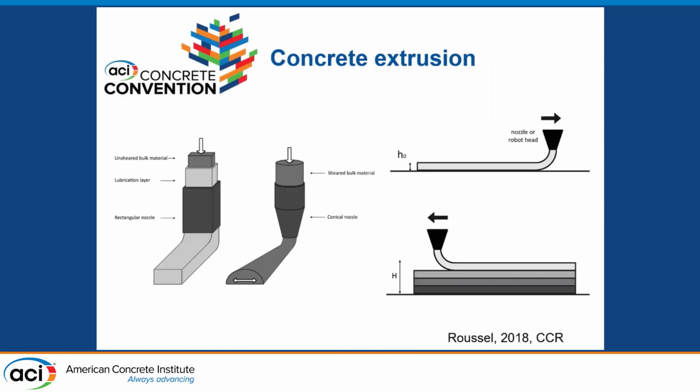When looking at concrete extrusion, we also need to keep in mind the size of our nozzle, and there are different shapes available. You can have a rectangular one or a more circular one. One layer is deposited, and the height of the first layer is related to the material properties, the yield stress and the density. We'll go over that. Then as we add layers, the yield stress is also involved in how many layers we can add and the maximum height.